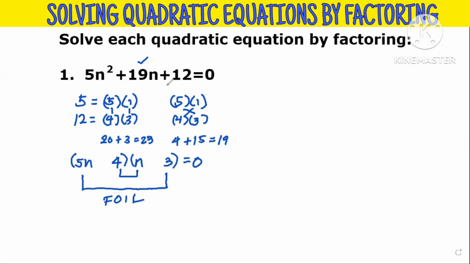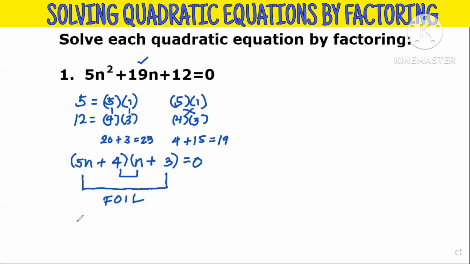Since the last term is positive, then kailangan ng sign ng 3 and 4 pareho. So, it's either both are negative or both are positive. But since the middle term is positive, dapat pareho silang positive. Para pag in-add natin yung inner at saka yung outer, will give us a sum of 19n, right? So 4n plus 15n is equal to positive 19n. So the factors of 5n squared plus 19n plus 12 are 5n plus 4 and n plus 3.